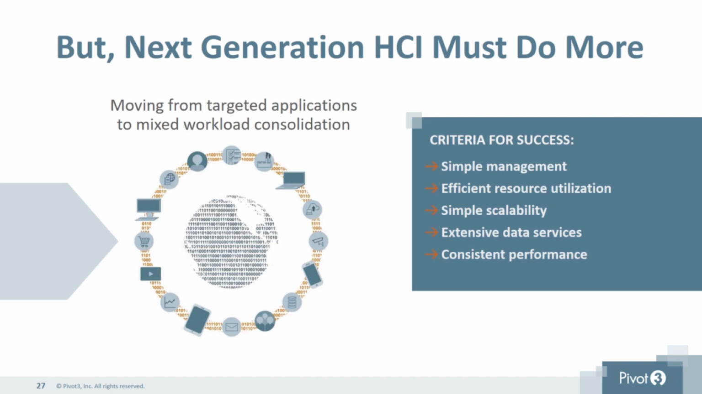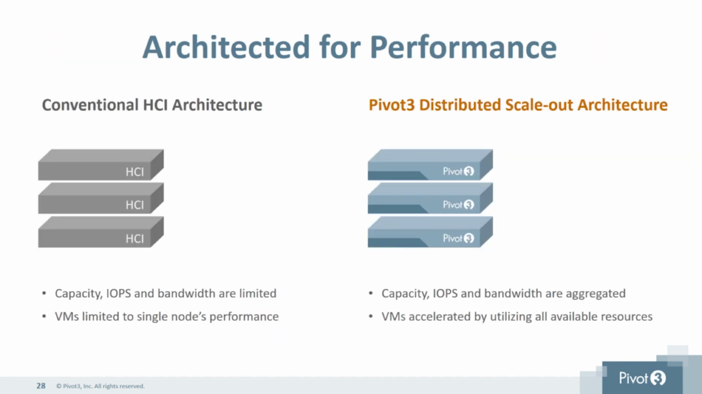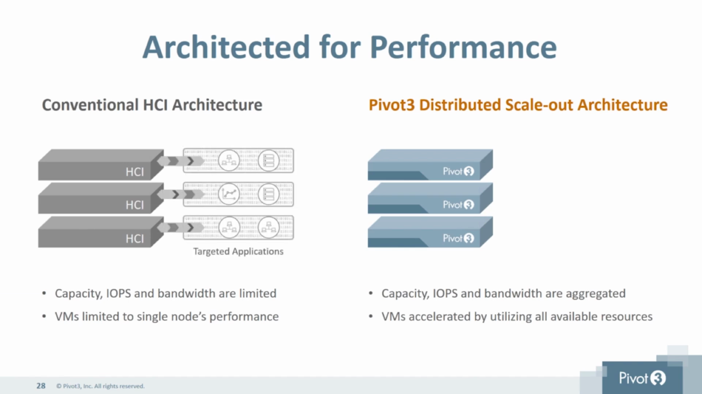And that's something that Pivot 3 delivered last year with our Acuity product. So now if we look at what I call a conventional HCI architecture that's designed for more targeted application. Generally with these, the resources that are available to each application are going to be limited to the compute and storage within one of your nodes.